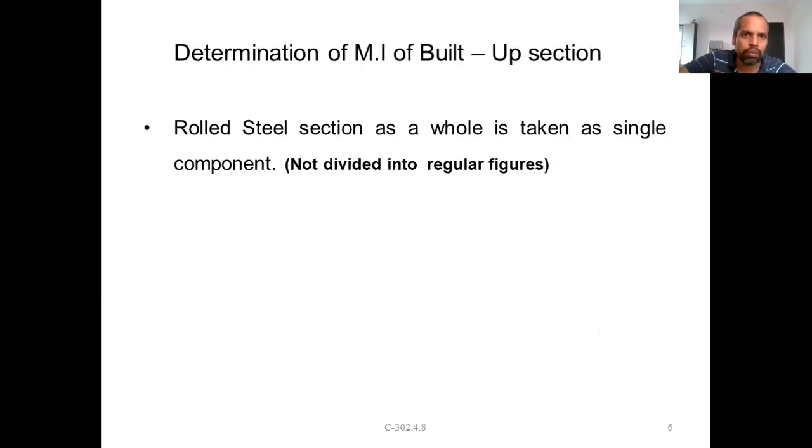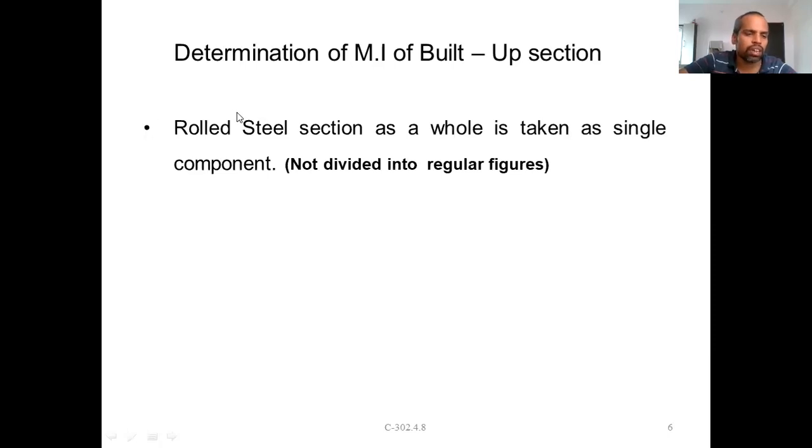Now let us go to the determination of moment of inertia of a built-up section. Let us see the procedure first. The rolled steel section as a whole is taken as a single component. In the previous drawing I showed you, the entire I section is to be taken as a single section. The area is known to you from the steel tables, you can note the sizes, and you can note the moment of inertia about x and y. Everything is available from the steel tables.